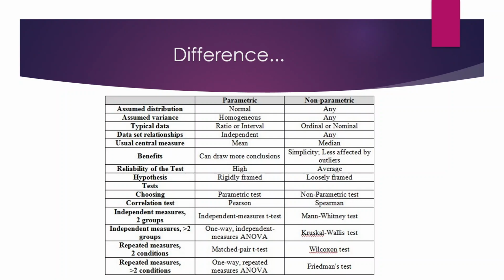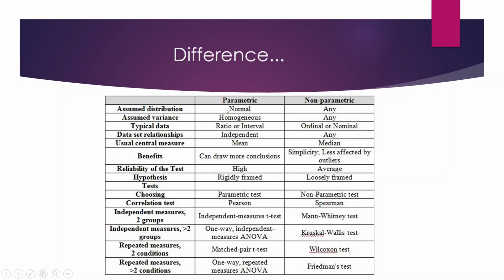Let's try to understand. In case of a parametric test, the distribution we are assuming is normal. In non-parametric, we can work on any distribution. Regarding assumed variances, between the two groups there should be homogeneity. In case of non-parametric, even if the homogeneity is not there, we can go ahead. The typical data required in parametric is ratio or interval, while in case of non-parametric, you can also work on ordinal or nominal data. Data set relationships should be independent here, while there it can be any relationship.